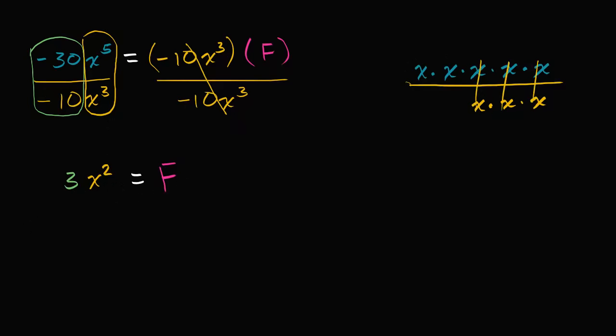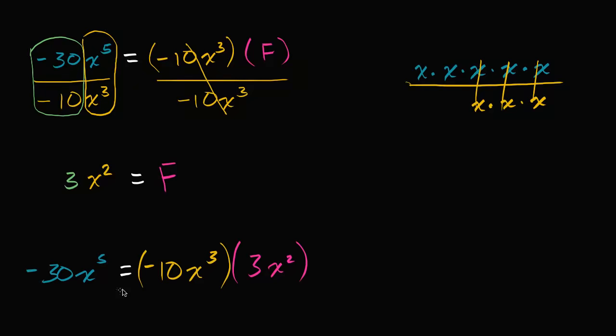So we could write that negative 30x to the fifth is equal to negative 10x to the third times f. And now we know that f is 3x squared. And so another way to describe what's going on in this equation, we could say that negative 30x to the fifth is divisible by either one of these factors. That negative 30x to the fifth is divisible by negative 10x to the third. Or we could say negative 30x to the fifth is divisible by 3x squared. Or we could say that 3x squared is a factor of negative 30x to the fifth.